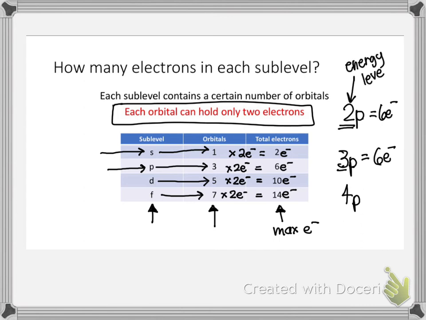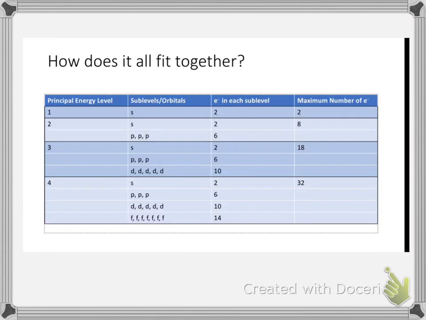So remember, there's 1, 2, 3, 4, 5, 6. So if I'm in the third level, I still only have 3 orbitals. Everything with P has 3 orbitals and can hold 6. The periodic table is going to help us, but we've got to get this first.